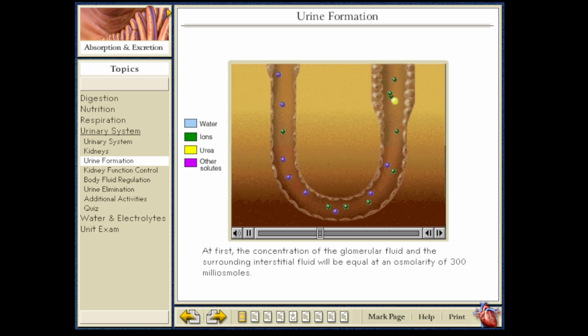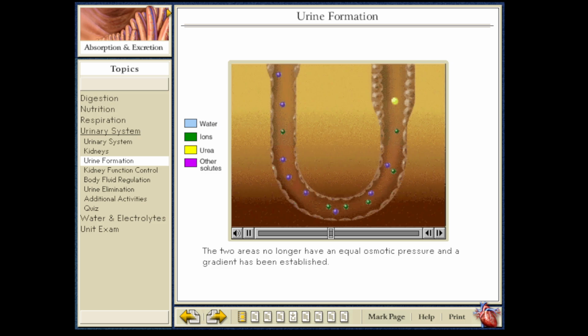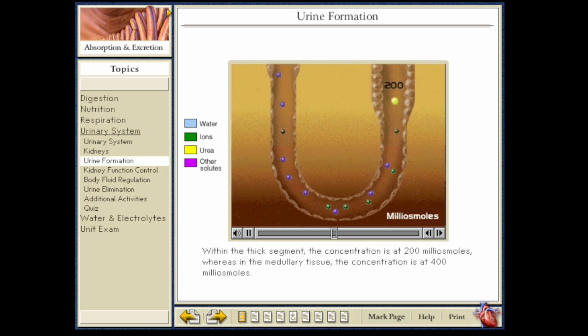At first, the concentration of the glomerular fluid and the surrounding interstitial fluid will be equal at an osmolarity of 300 milliosmoles. Within the walls of the thick segment of the ascending limb, special pumps extract salt, sodium chloride, from the fluid and transport it to the interstitium. The two areas no longer have an equal osmotic pressure and a gradient has been established. Within the thick segment, the concentration is at 200 milliosmoles, whereas in the medullary tissue, the concentration is at 400 milliosmoles.